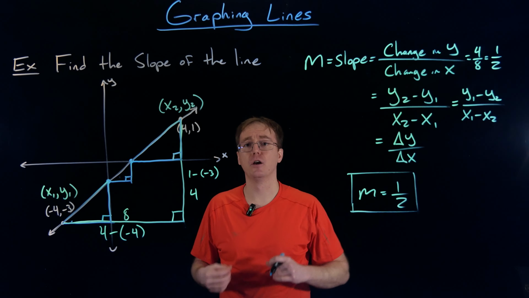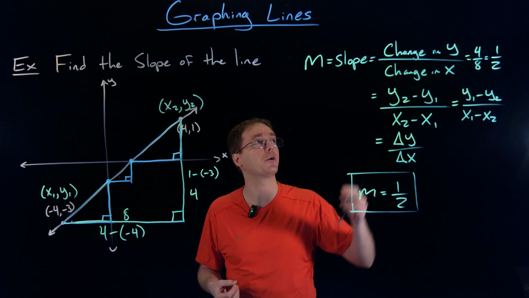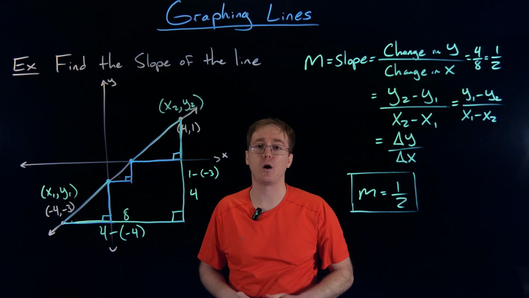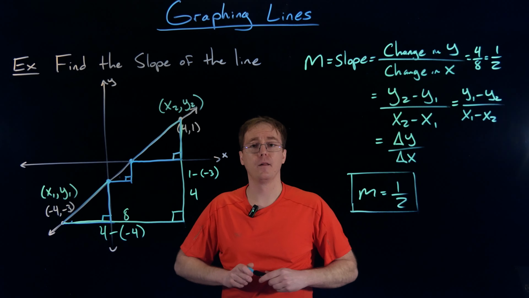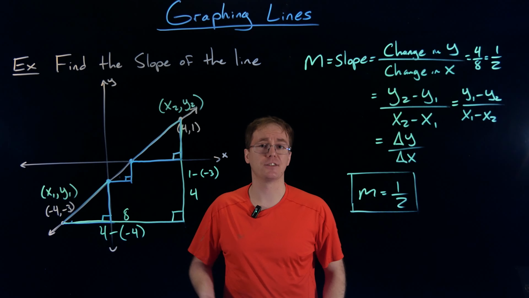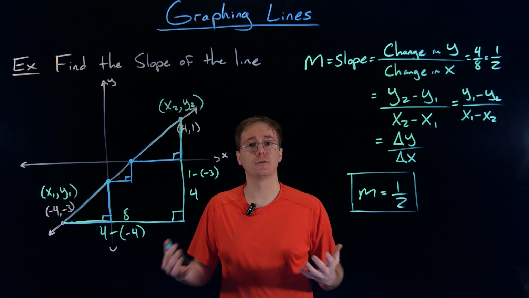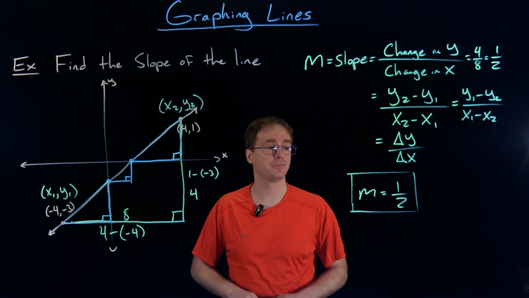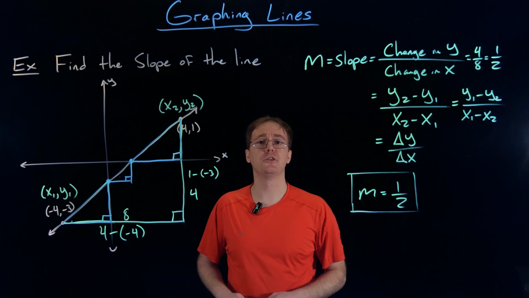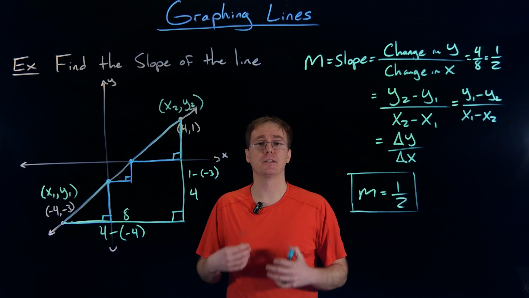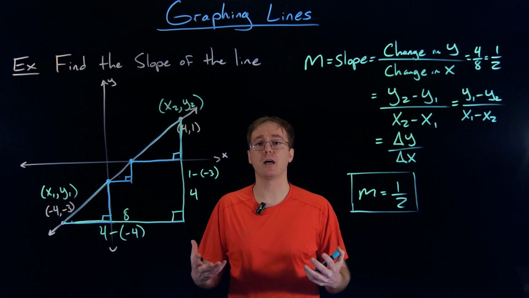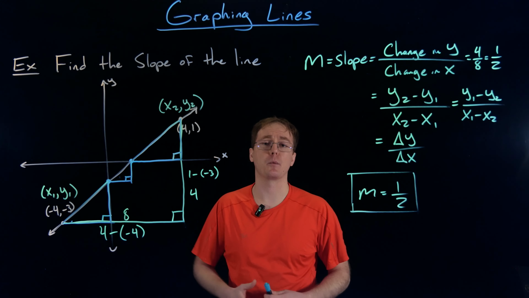So it really doesn't matter which pair of points we use to calculate that ratio of the change in y and the change in x. Any pair of points will give us the exact same ratio, and that's really helpful when working with lines. We really need to know how to calculate the slope of a line, because it's going to be really important and help us build up the equation of a line, which is what we want to look at next.